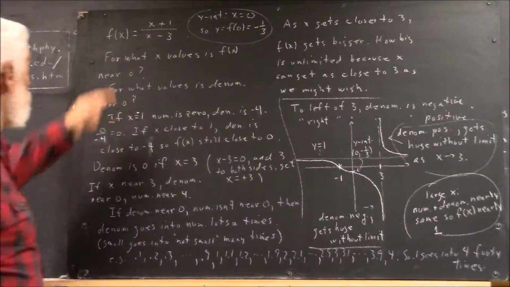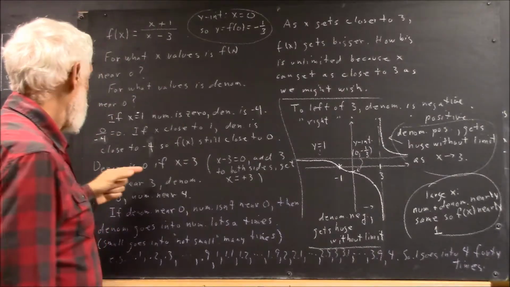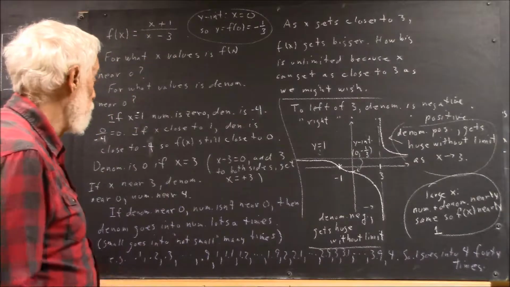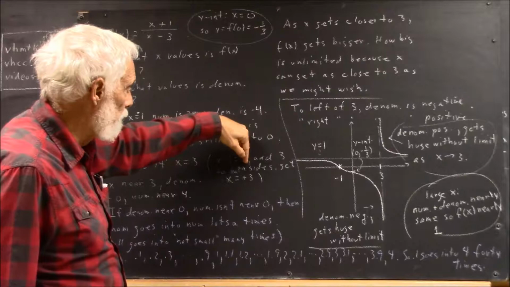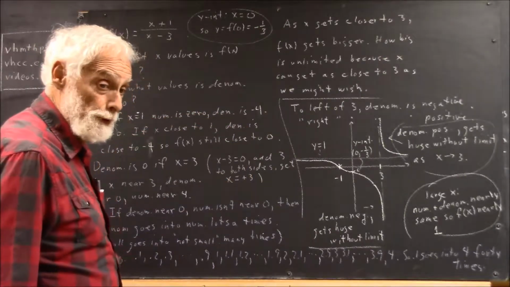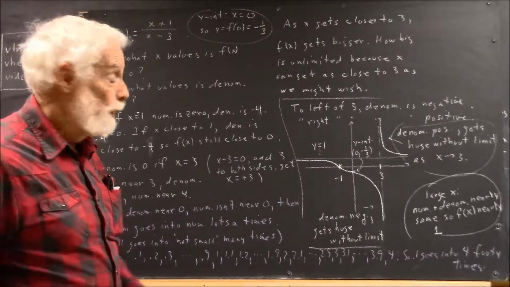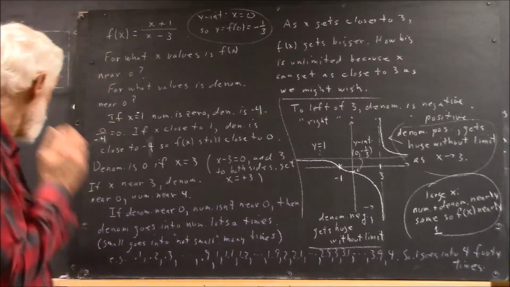Now, when is the denominator 0, and what does that tell us? Well, the denominator is 0, clearly, if x equals 3. 3 minus 3 is 0. Of course, you could set x minus 3 equal to 0, add 3 to both sides, and you get x equals 3. So just by setting the denominator equal to 0, you get an equation that you can solve and find out for what x values that occurs.